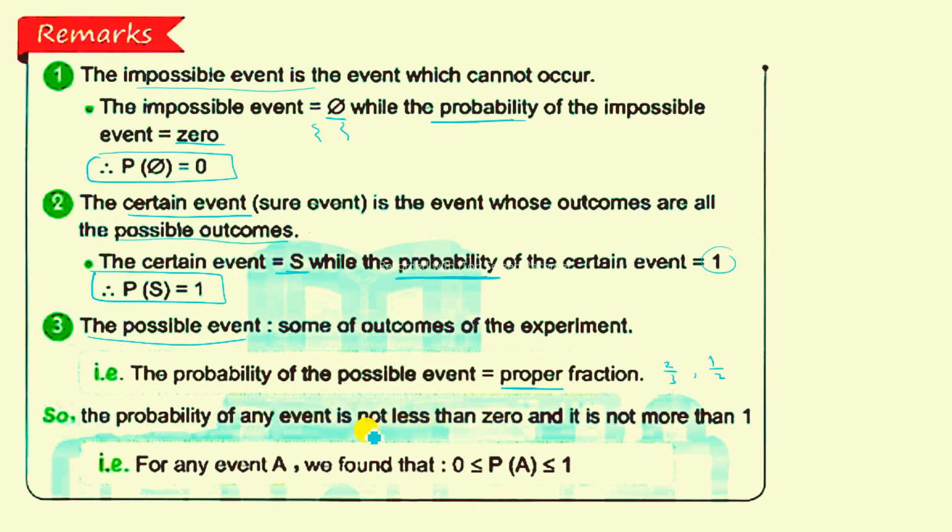It can't be less than 0, it can't be negative, and it is not more than 1. It can't be more than 1. As we said, the probability of any event starts with 0 and ends with 1. If it is 0, then it is the probability of the impossible event. If it is 1, it is the probability of a certain event.